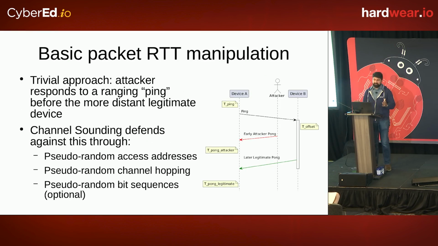The crudest form of attacking round-trip time measurement is just having an attacker respond to a ping message early.